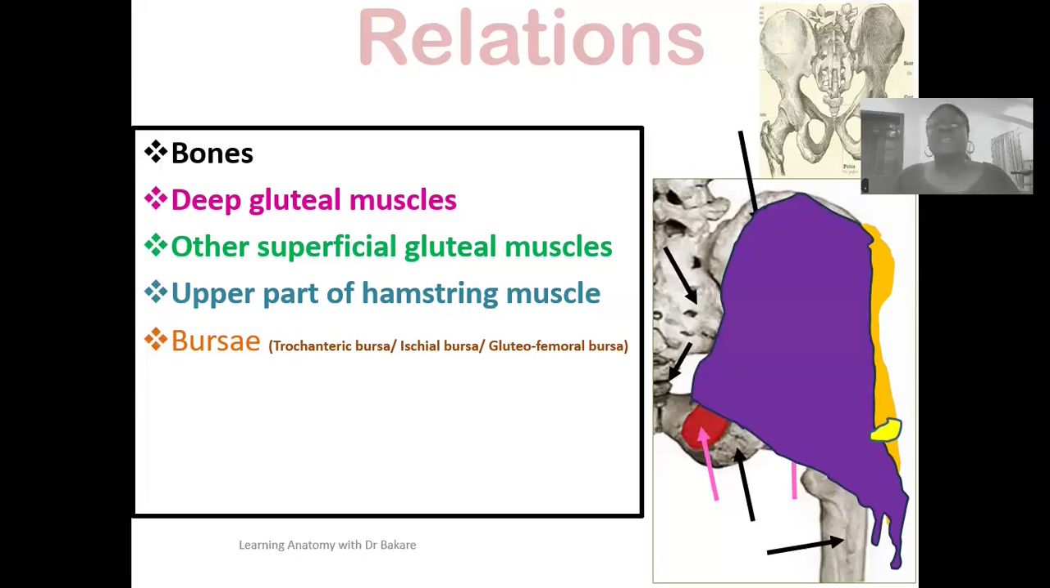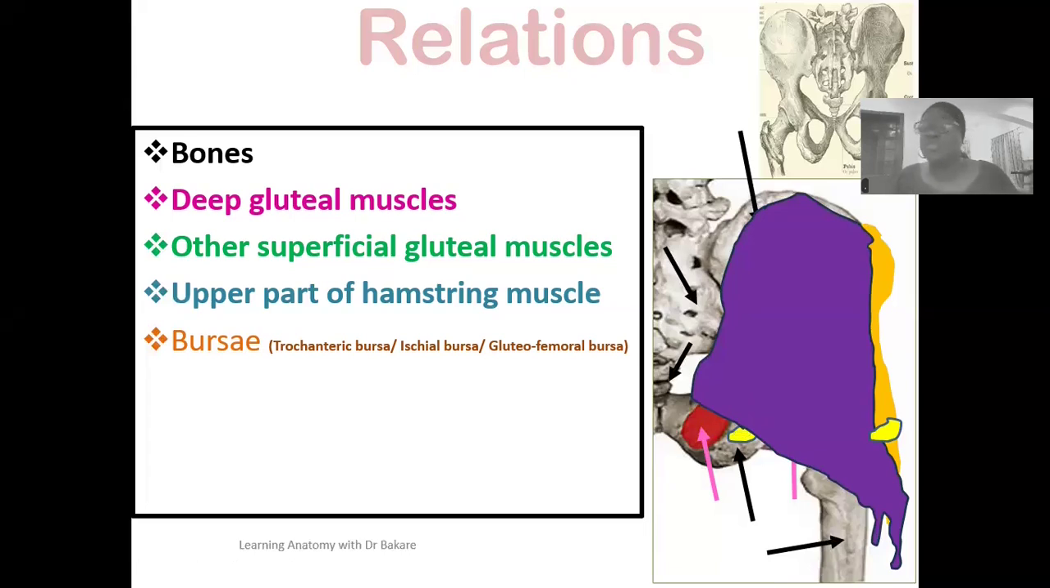We also have the ischial bursa, and this is also highlighted here in yellow. This ischial bursa is located between the gluteus maximus and also the ischial tuberosity. Remember, this lower region at this posterior aspect is where we have the ischium, and this ischium is seen with the ischial tuberosity. So we also have a bursa created around this region, positioned between the gluteus maximus and the ischial tuberosity.